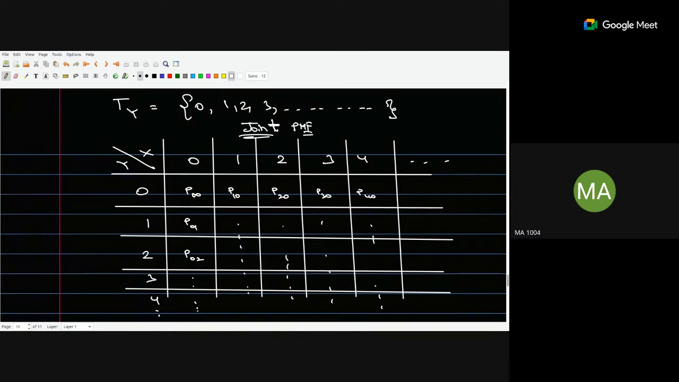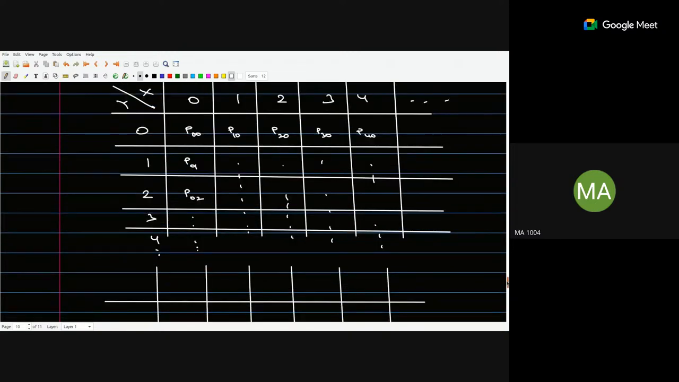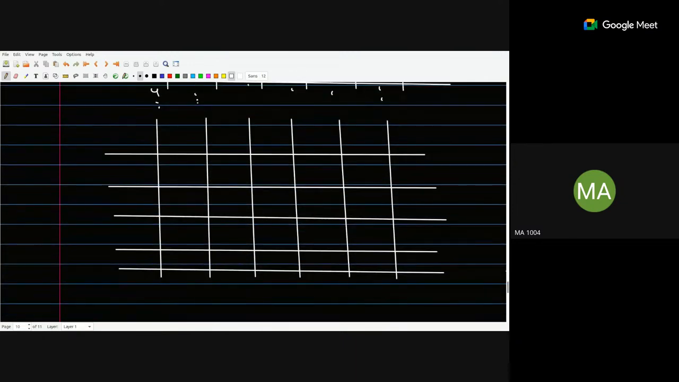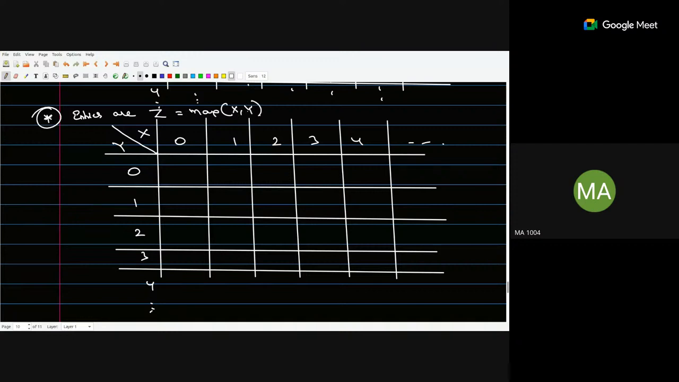And we need the max of this. For this, let me draw another table. But this table is not the joint PMF. Rather, the entries are max of x comma y. So the same x and y stand as they are, but this time the entries are z, which is max of x comma y. Whichever is maximum, that value I will enter here.